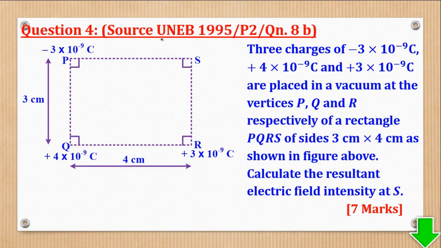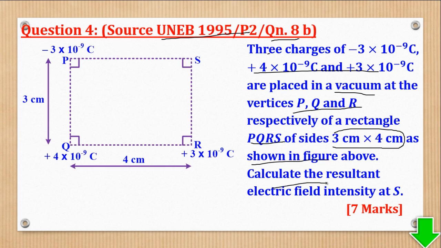Then question 4 came from UNEB 1995, paper 2, question 8b, and says 3 charges, these ones, are placed in a vacuum. Vacuum means free space. At the vertices P, Q, and R, as shown. So P, Q, R of sides this and this. So this is now a rectangle, no longer square, as shown in the figure above. So this is the figure. Calculate the electric field intensity at S at this point.